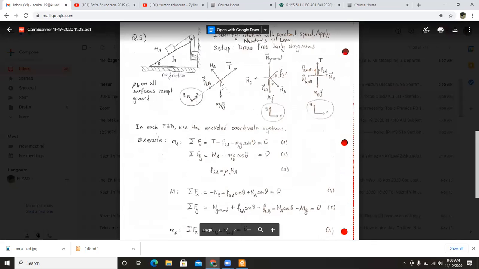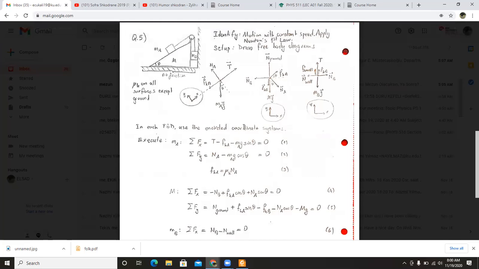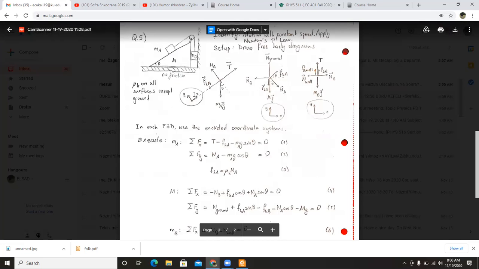Here there's a force from the ground. It has its own mass, so there is another Mg in this direction. Don't forget NA. You see NA in this direction, but it's pulling this way also. NA and Fka is the force in this direction, the friction force.